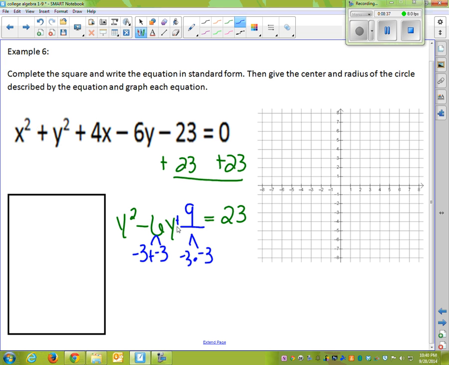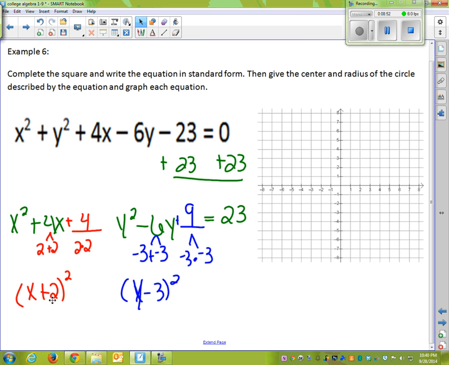If I factored this out, I'd get y minus 3 times y minus 3, which is y minus 3 squared. So I've just completed the square for the x's and for the y's. You take that term, cut it in half, remultiply, and put it back into the equation. Anytime you put something into the equation on one side, you have to put it in on the other. So if I added 4 to the left, I add 4 to the right. I added 9 to the left, I add 9 to the right.